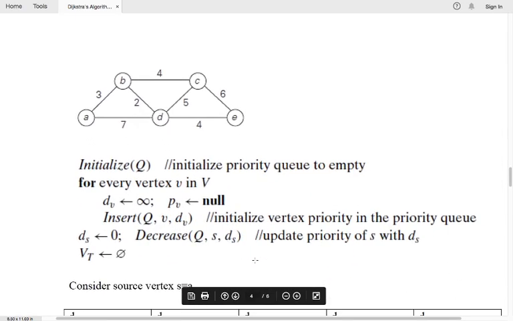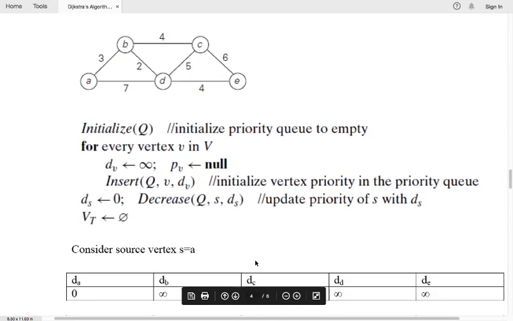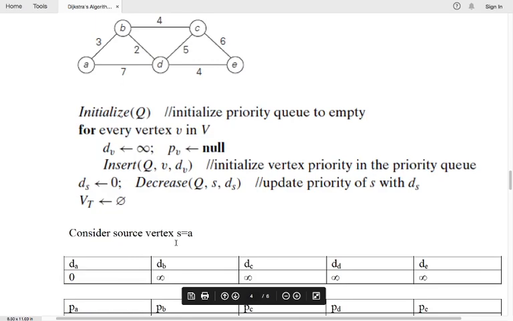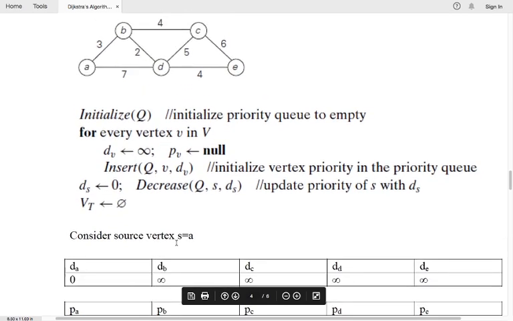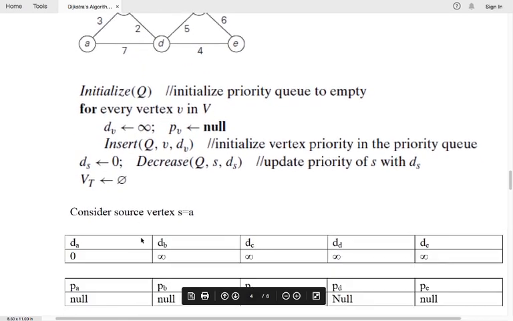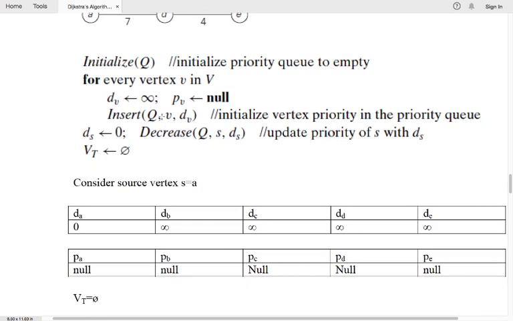Let's look at the example of how you trace the algorithm here. I'll take the same example here. So initially, if you look at here, all the vertices, the same example, dv, everything is set to infinity to begin with, and then pv is all set to null, and then here ds is set to 0.